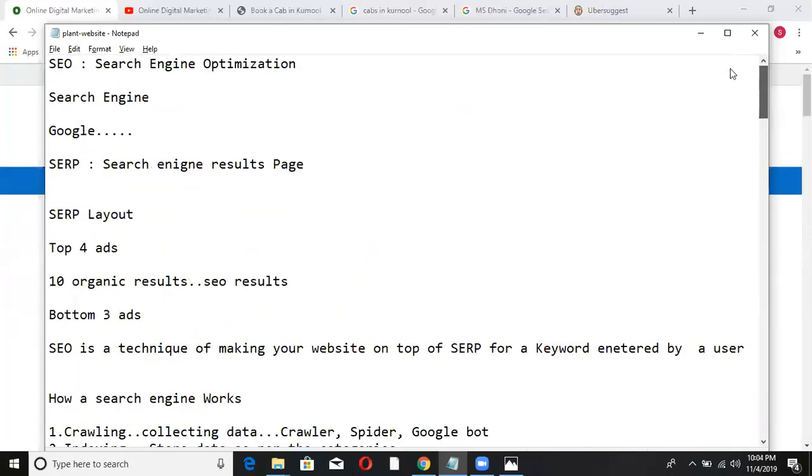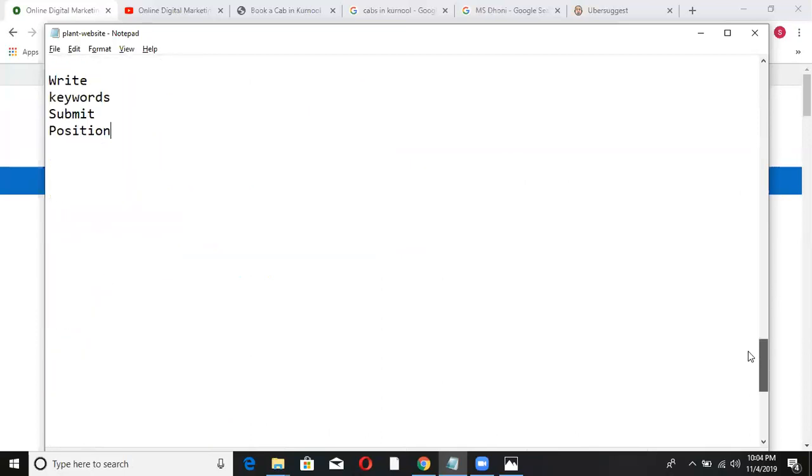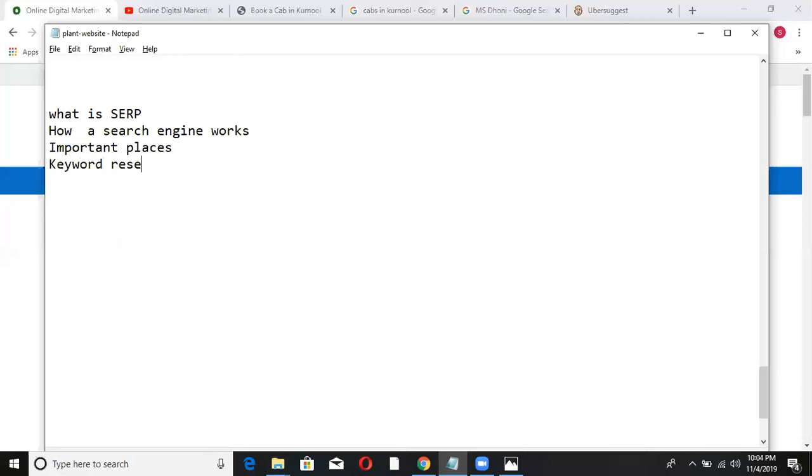Okay, all right. So today we learned what SERP is, and after that how a search engine works. We learned what the important places are, keyword research techniques, and black hat techniques also. And tomorrow I'll be teaching you about Google updates.